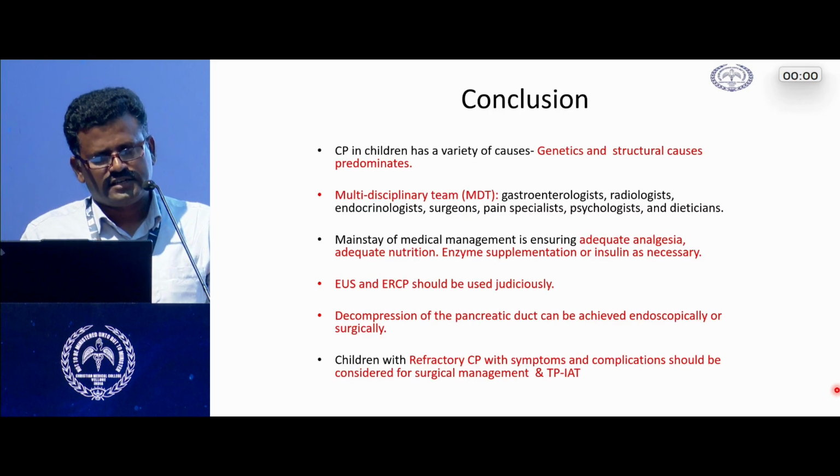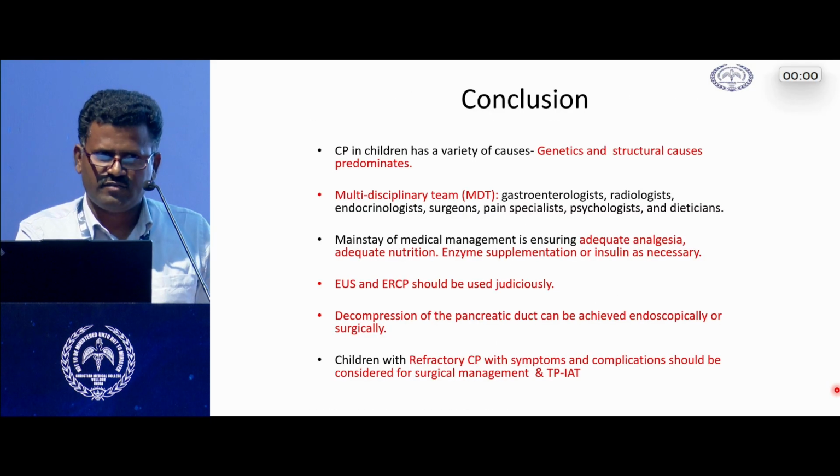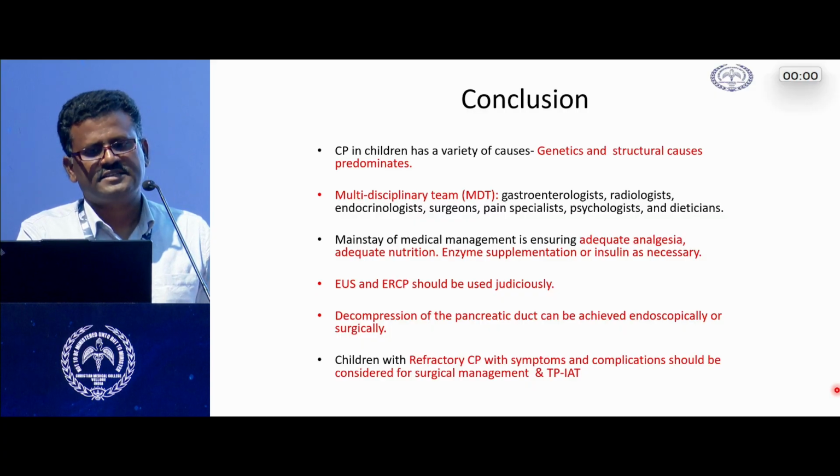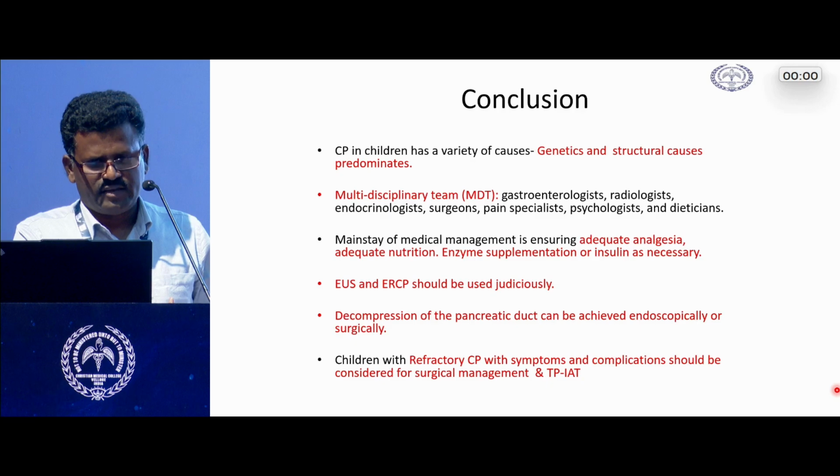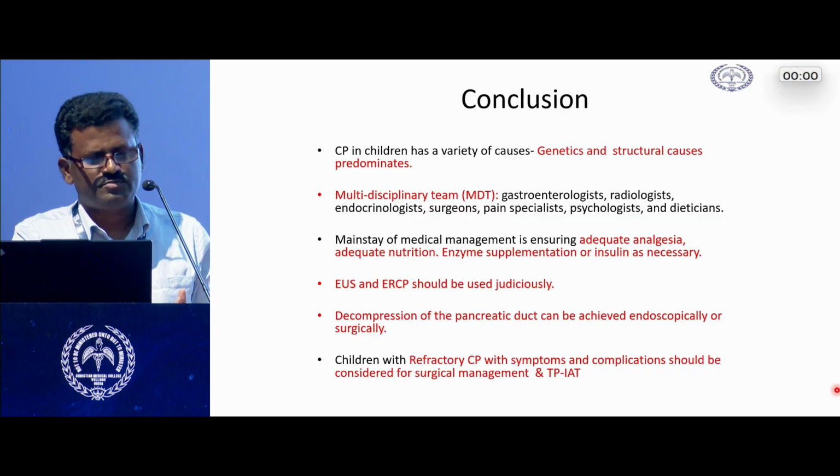So in conclusion, CP in children has a variety of causes. However, genetics and structural causes play a major role. A multidisciplinary approach is very important for optimal care of these children. And adequate analgesia, adequate nutrition, enzyme supplementation, and insulin as necessary are the mainstay of medical management.